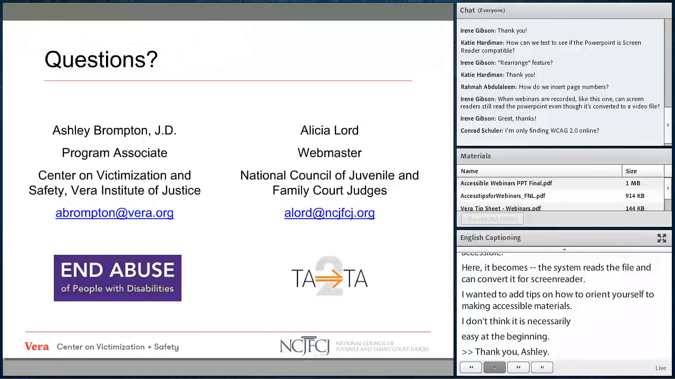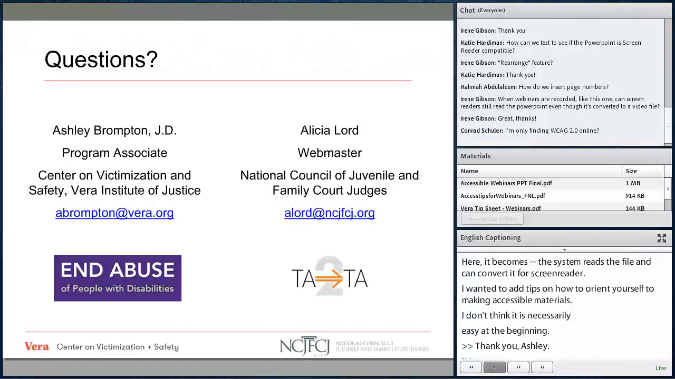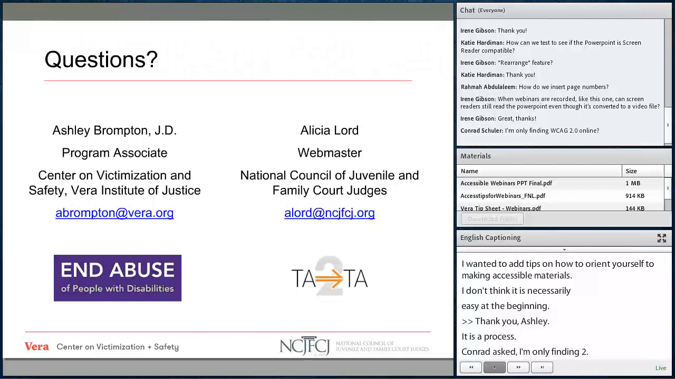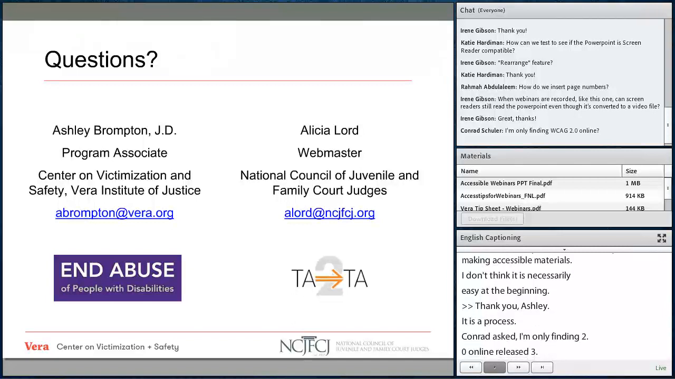Conrad asked, am I the only one finding Web Content Accessibility Guidelines 2.0 online? So they just released 3.0, so I don't know that it's been built into the software yet. So 2.0 is very recent, so I wouldn't discount it. You can use those guidelines as well.